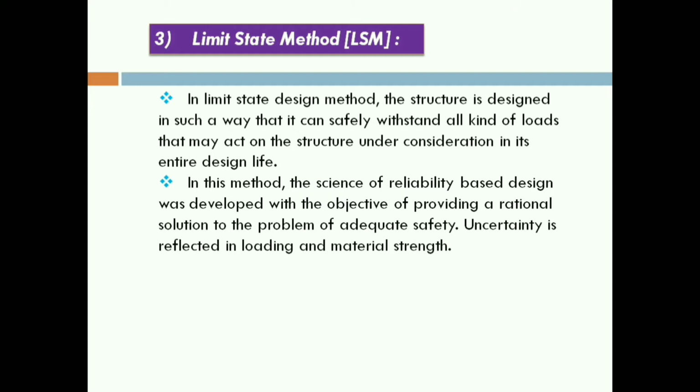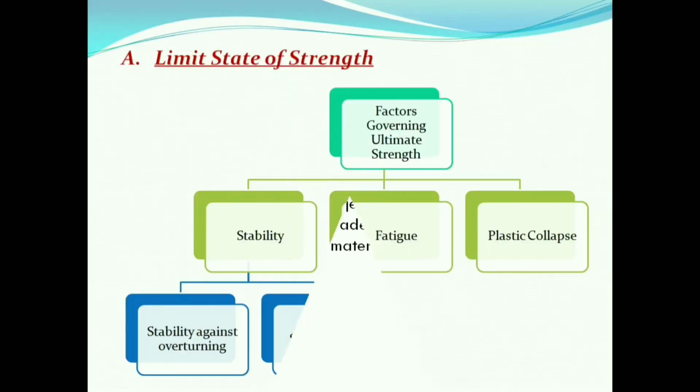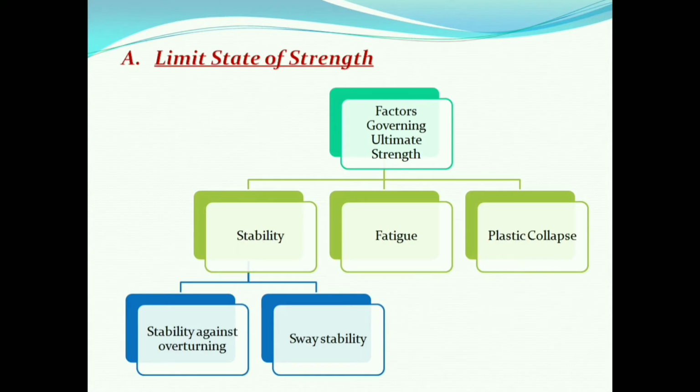So next, limit state of strength. The factors governing ultimate strength may be classified into three types: stability, fatigue and plastic collapse. And stability is further classified as stability against overturning and sway stability.